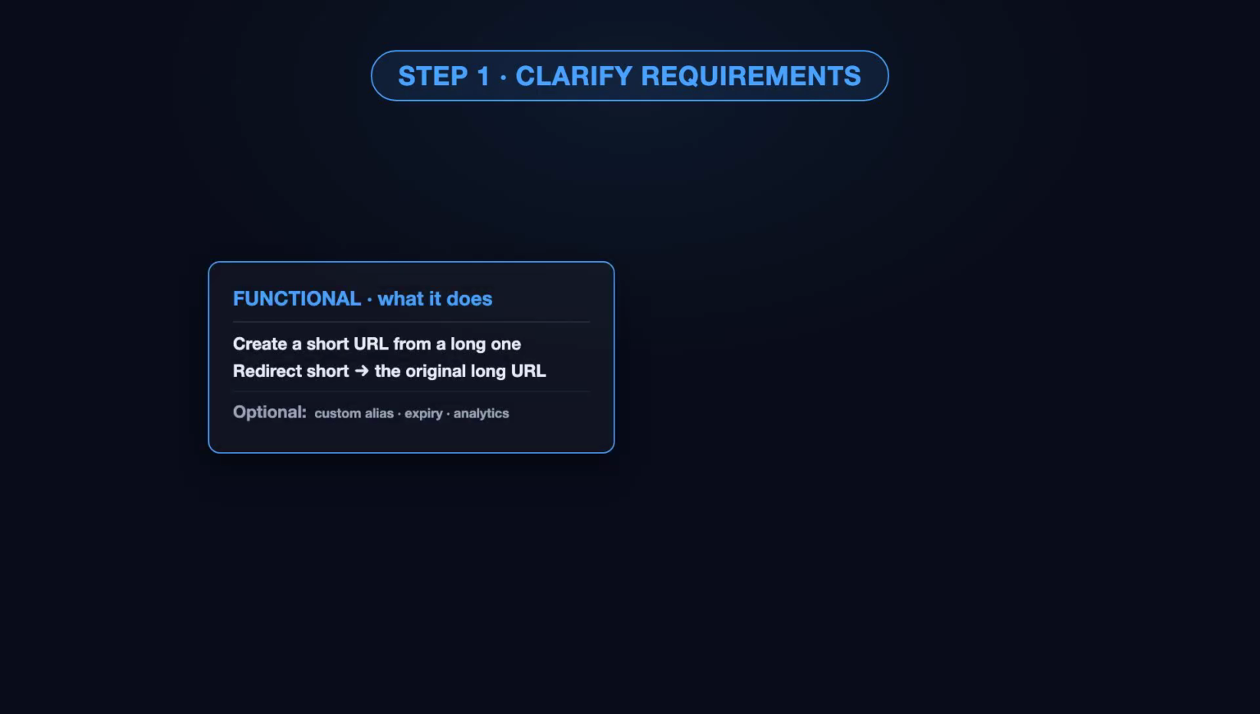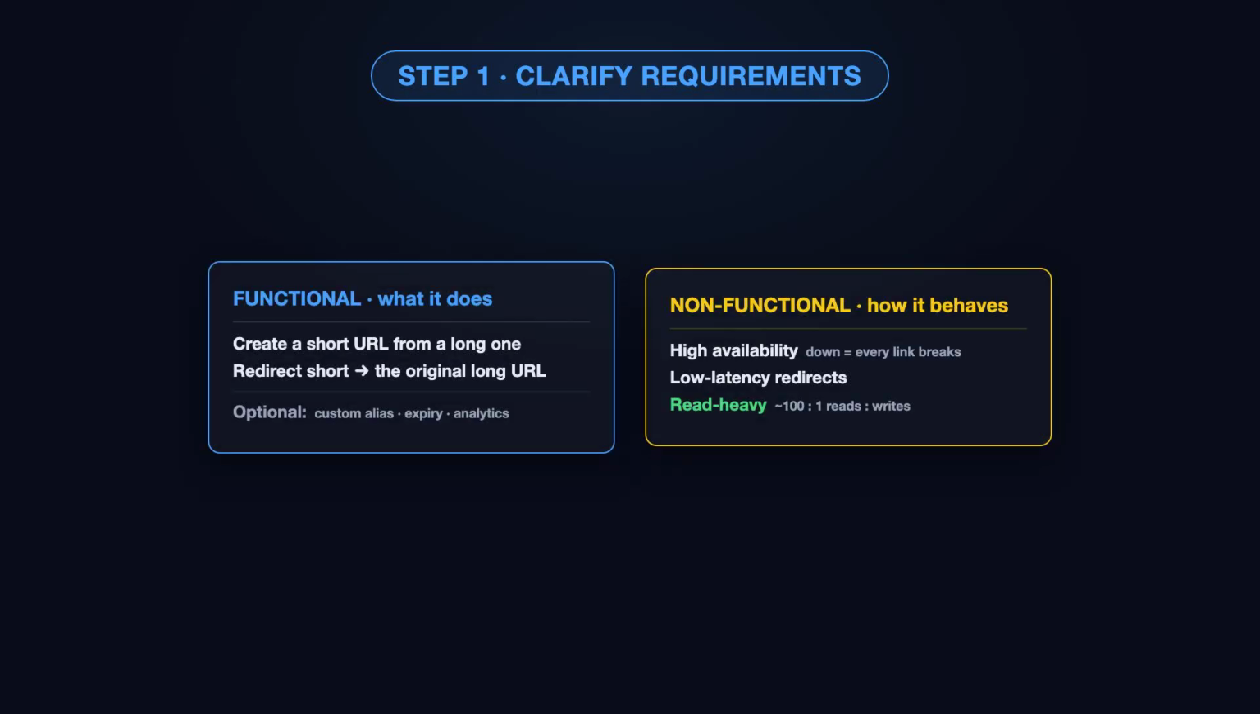Step 1, and never skip this, clarify the requirements before you design anything. Jumping to a solution is the fastest way to fail this round. Take 60 seconds to scope the problem out loud. Split it into 2 lists. Functional requirements, what the system does. And non-functional requirements, how it has to behave.